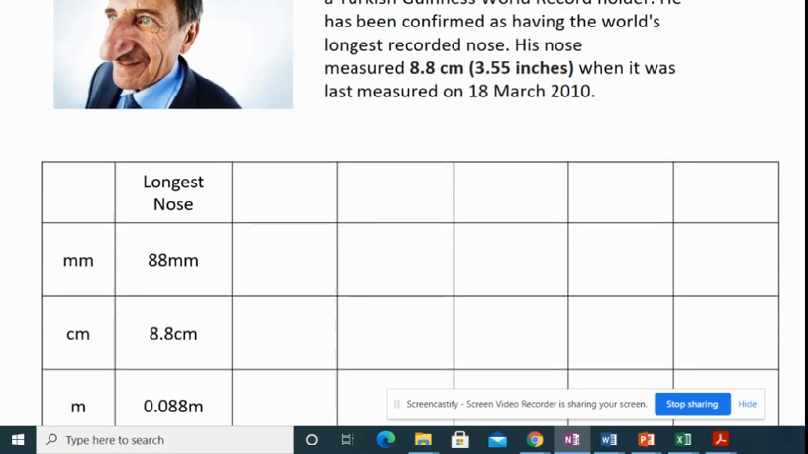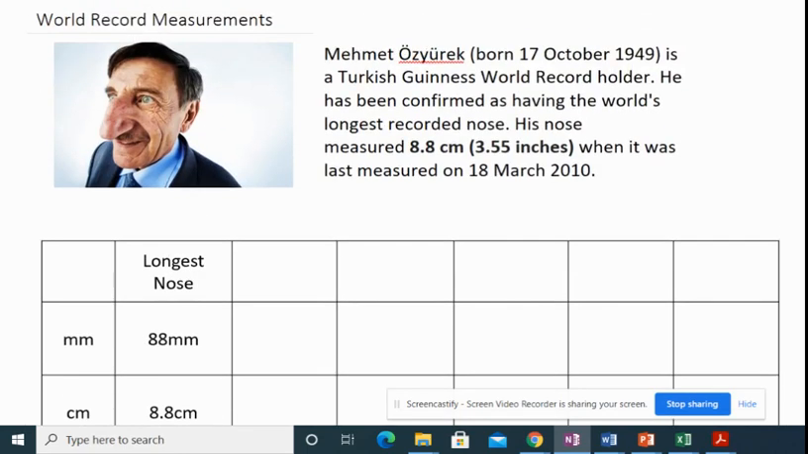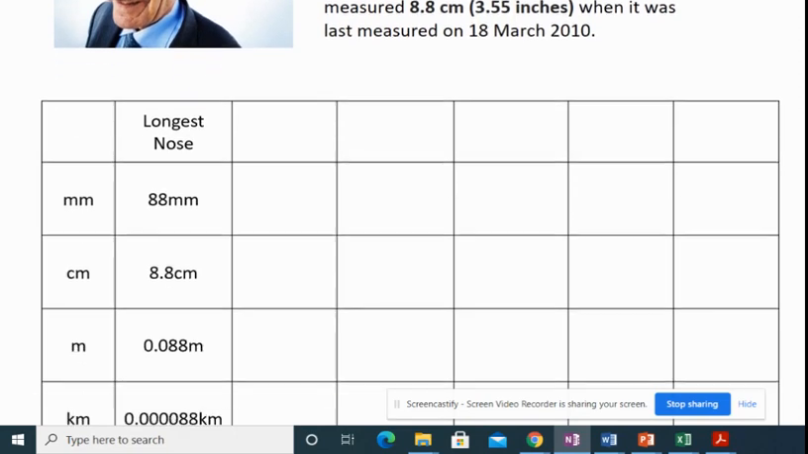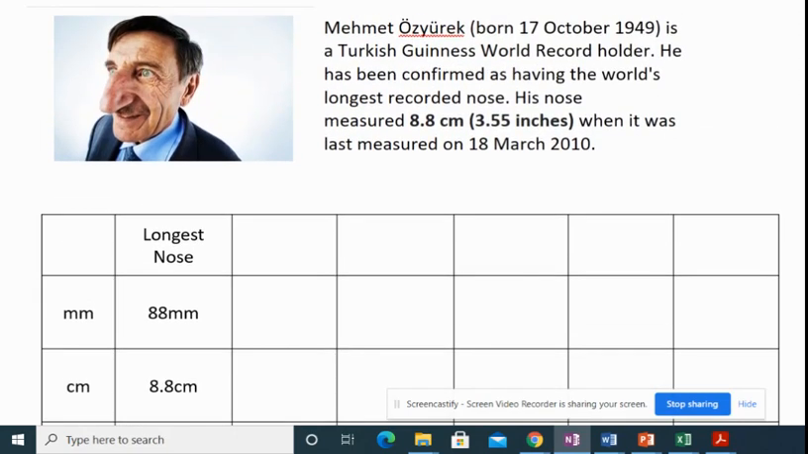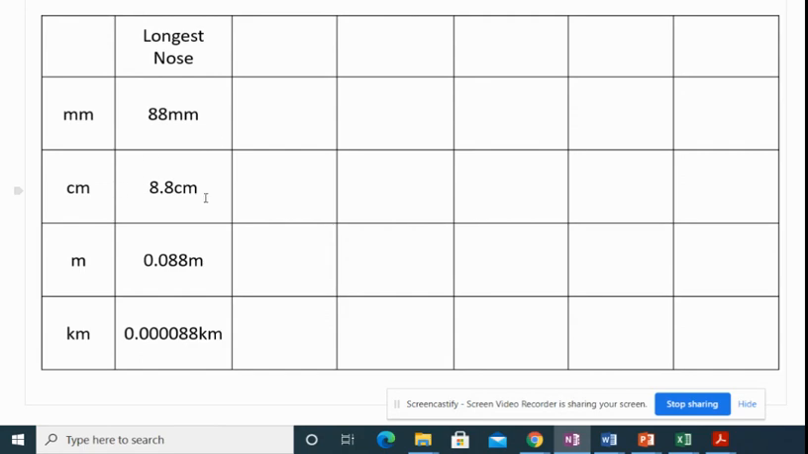What I've got here is a table, and I've put this column here, longest nose. That's a Guinness World Record. And I've written the measurement. We were told that it was measured as 8.8 centimeters, and that's probably a sensible unit of measurement to use for a nose. So that's in centimeters. 88 millimeters still makes a little bit of sense.